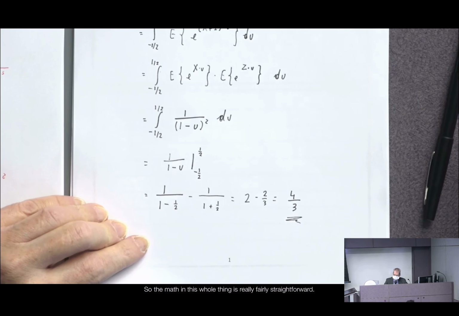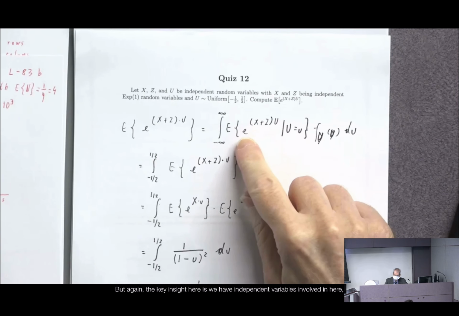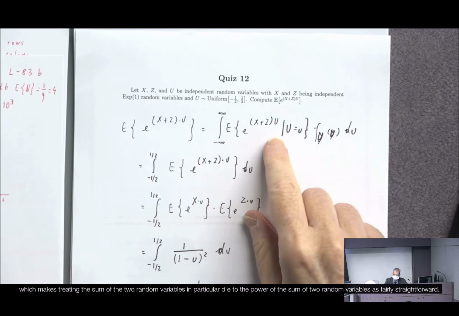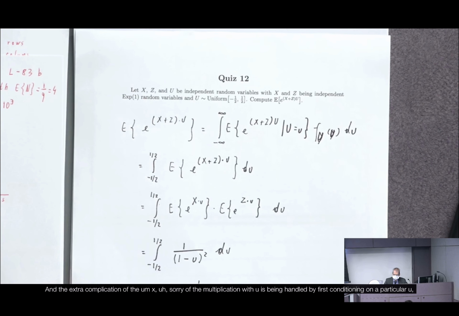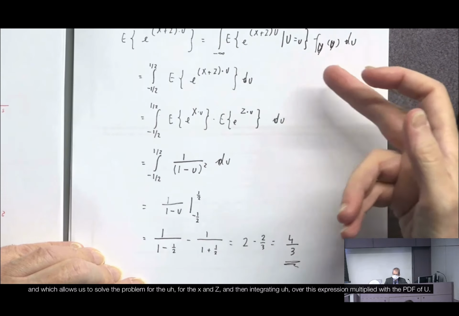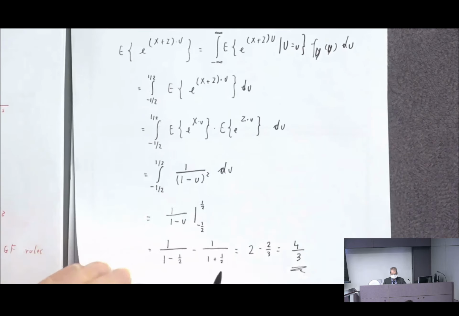So the math in this whole thing is really fairly straightforward, but again, the key insight here is we have independent variables involved, which makes treating the sum of the two random variables, in particular the e to the power of the sum of two random variables, fairly straightforward. And the extra complication of the multiplication with U is handled by first conditioning on a particular u, which allows us to solve the problem for the X and Z, and then integrating over this expression multiplied with the PDF of U. Okay.